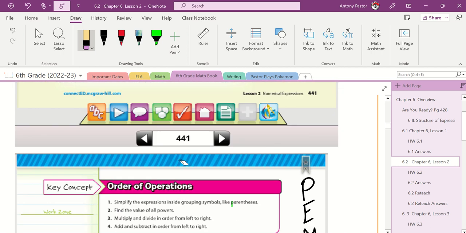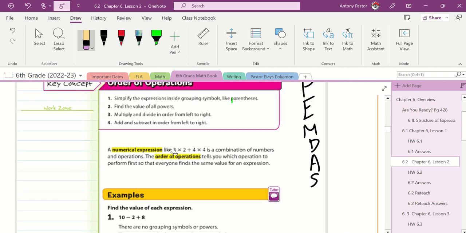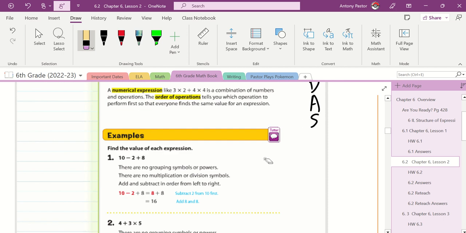And that's exactly our example here. The only difference was I put it in parentheses, which again, we didn't have to do, but we did just to kind of make it different and to make sure that we did those first. But again, if I didn't put them in parentheses, from left to right, multiplication and division happens first. So this is a combination of numbers and operations. The order of operations tells you which operation to perform first, so everyone finds the same value for an expression.